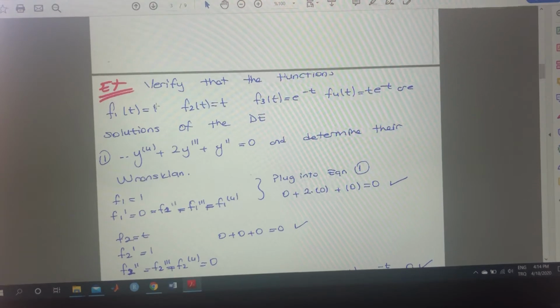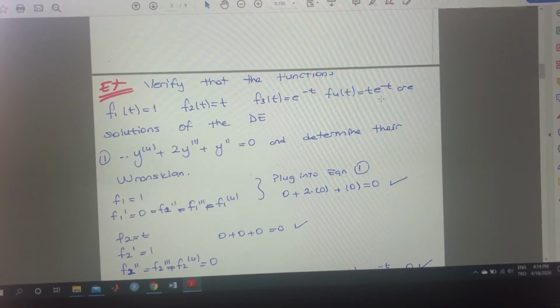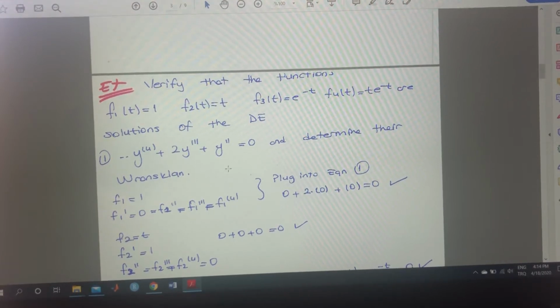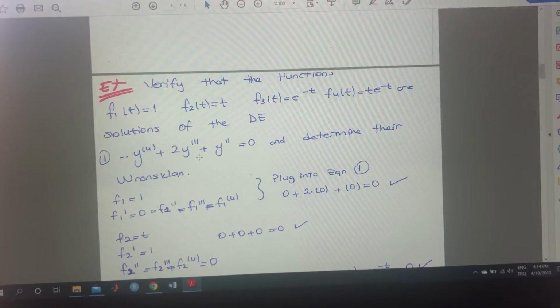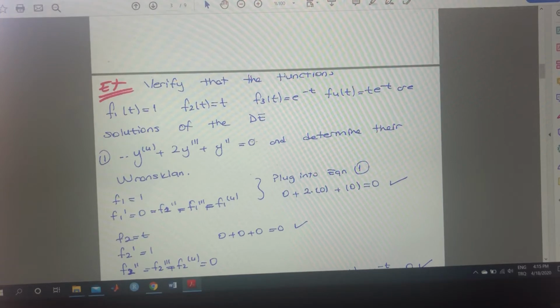Here you go. You saw that 1, e to the minus t, and t times e to the minus t are the solutions of your differential equation, let's say. And this is the differential equation. Let's determine the Wronskian. It says to verify that these are the solutions of this differential equation. To verify that, you know that if this is a solution, then once we plug it into this differential equation, it has to be 0. That's why we need to take the second, third, and fourth derivatives, plug them into this equation, and make sure that this is 0. This is exactly what we are doing for each of them.